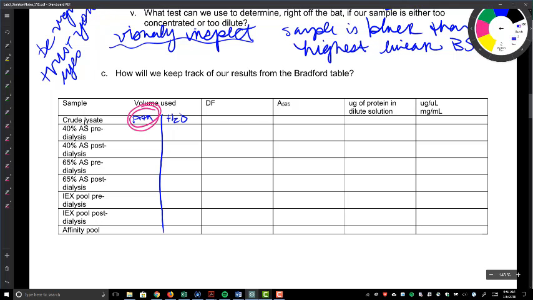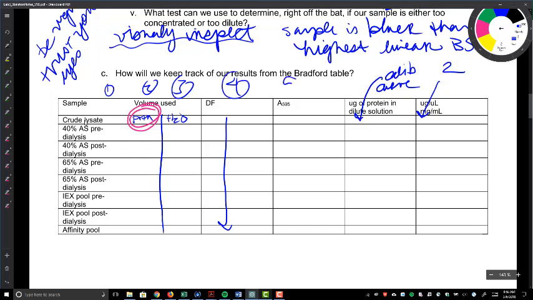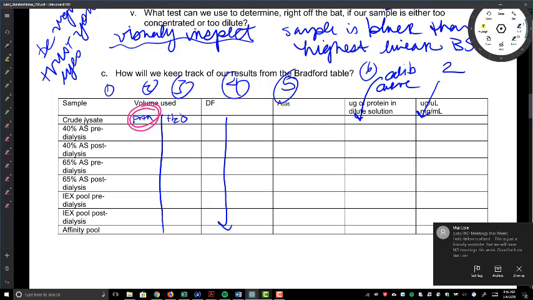Then you're going to keep track of your dilution factor if you have it. You're going to record the absorbance at A595. And then for the micrograms of protein in dilute solution, that's where you're going to plug in the values from your calibration curve. And then finally, the micrograms per microliter, that's going to be column 2 divided by column 6.